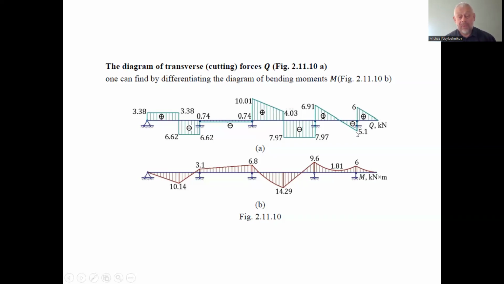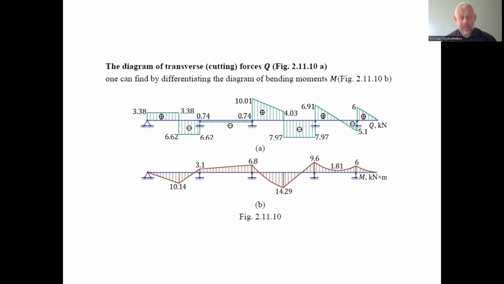After that we have the second part of the span, and the negative magnitudes of the distributed load, and this corresponds to the reduction of the bending moment diagram from 6 to 1.81. The minimum of the bending moment diagram corresponds to 0 of the derivative.